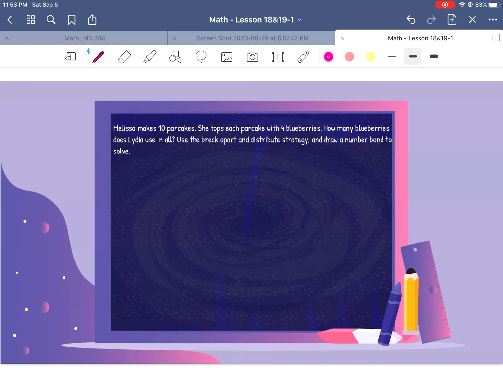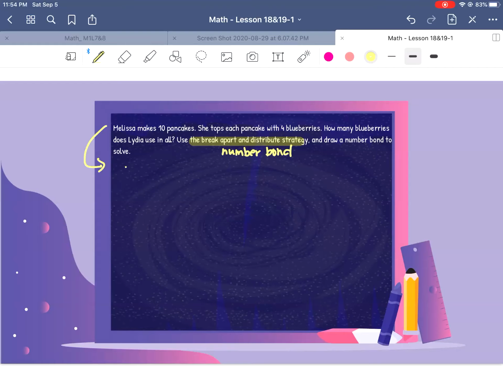Let's move on. Melissa makes 10 pancakes. She tops each pancake with 4 blueberries. How many blueberries does Lydia use in all? Use the break apart and distribute strategy and draw a number bond to solve. So the break apart and distribute strategy is just as simple as a number bond. So whenever a question asks you to use the break apart and distribute strategy, just think of a number bond.